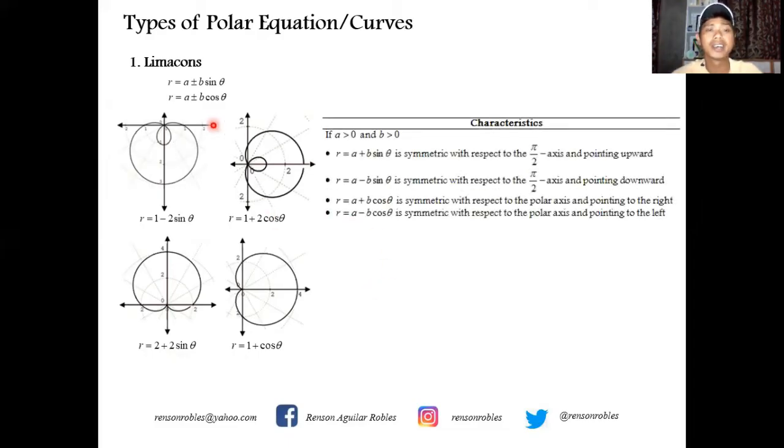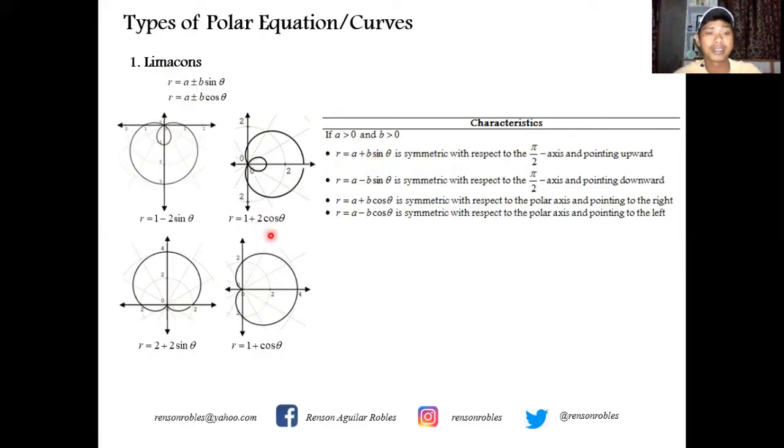Okay, the behavior of the limacon is dependent on the values of a and b. If a is greater than 0 and b is greater than 0, then r equals a plus b sine theta is symmetric with respect to the pi over 2 axis and its extension is pointing upward. So we have a plus b sine theta.